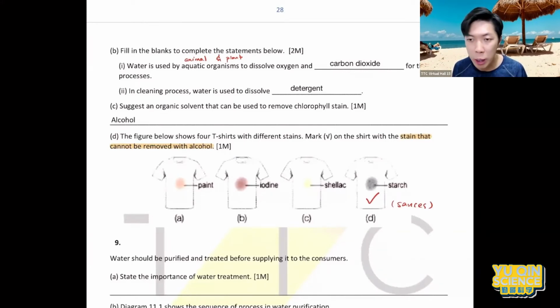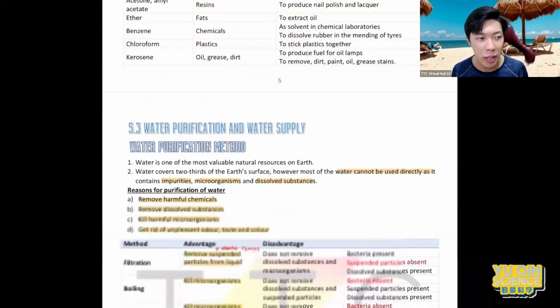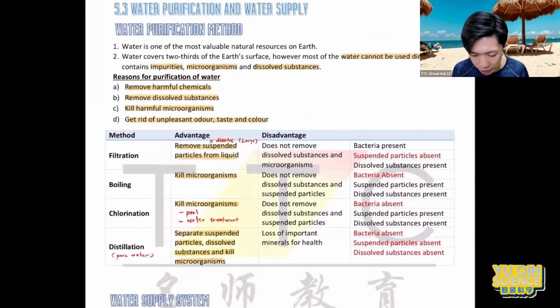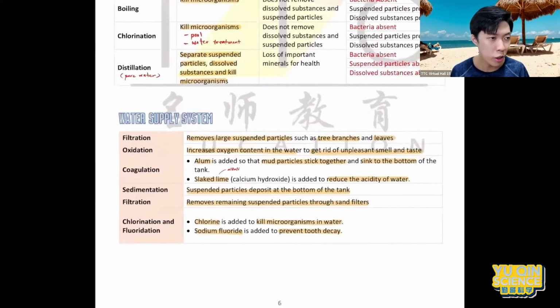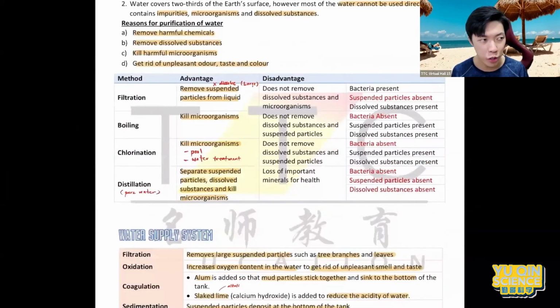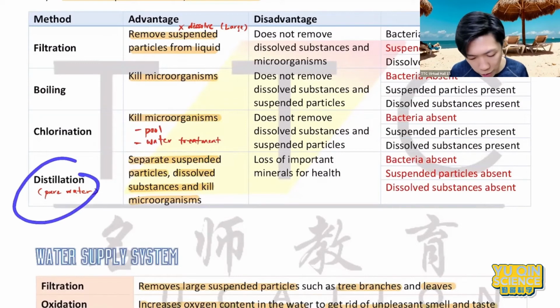After this topic, the next will be water purification methods. Okay, the one where you have to memorize the steps the water goes through to reach your house. Okay, so water purification methods include filtration, boiling, chlorination, and distillation. Filtration means filtering the suspended particles, the big things. Boiling is to kill microorganisms. Chlorination also kills microorganisms, but in a larger situation like swimming pools and water treatment plants. Distillation is the best to remove everything.